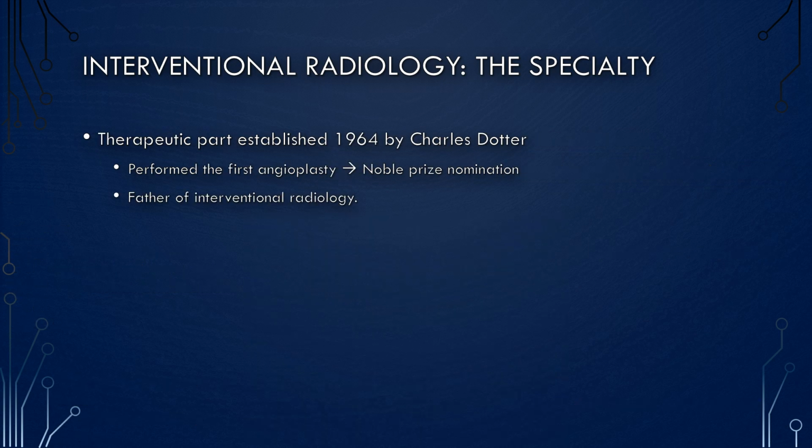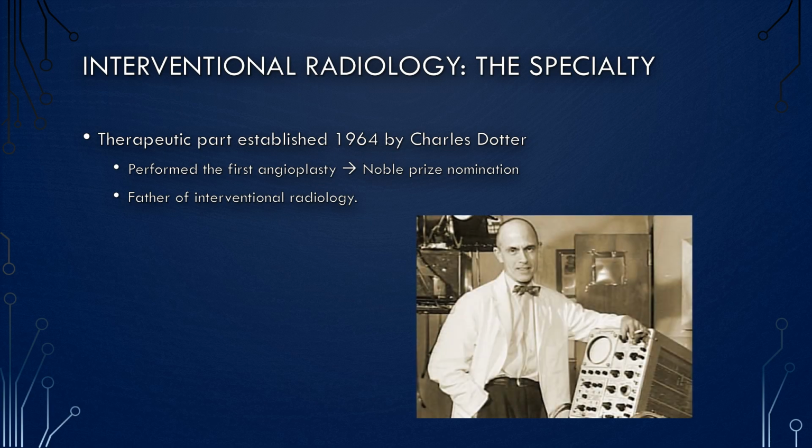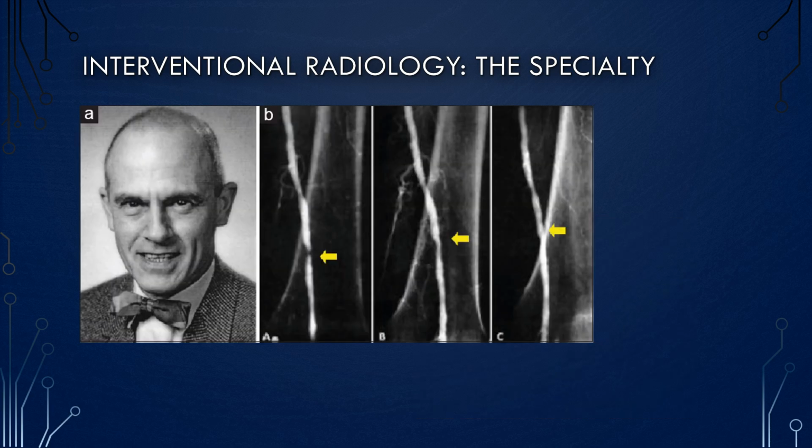All right, so the therapeutic part of interventional radiology was established in 1964 by Dr. Dotter. Dr. Dotter is considered the father of interventional radiology and actually got a Nobel Prize nomination. This is him. This is an example case in which you can see some stenosis on the common femoral artery, and it was treated by introducing a catheter with good results.